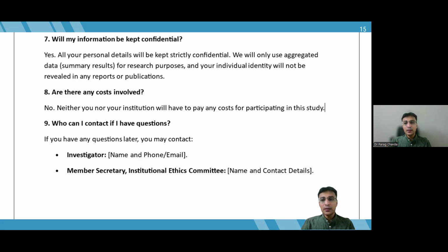Usually the participant information sheet goes into, let's say, a little more than 1 page, 1.5 pages. And your ICMR STS expects the line spacing to be somewhere around single line spacing, 12 font size, and Times New Roman.